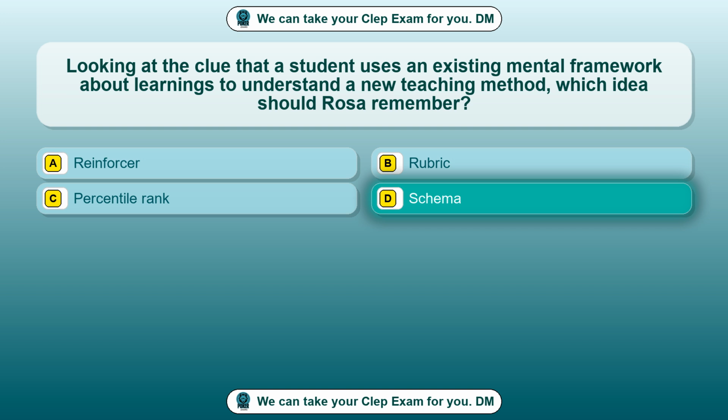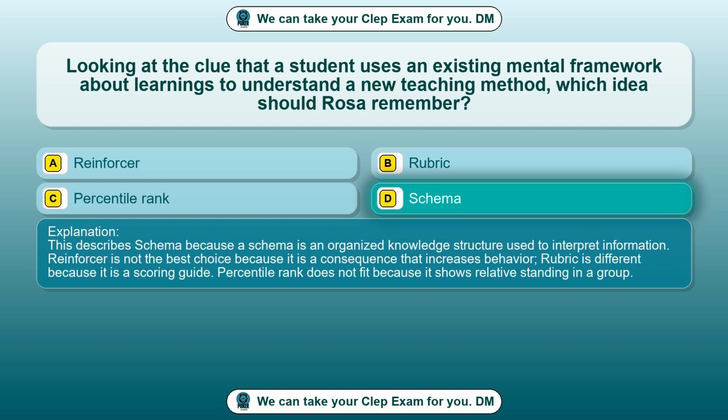Schema. This describes schema because a schema is an organized knowledge structure used to interpret information. Reinforcer is not the best choice because it is a consequence that increases behavior. Rubric is different because it is a scoring guide. Percentile rank does not fit because it shows relative standing in a group.